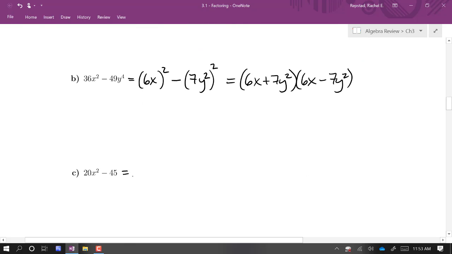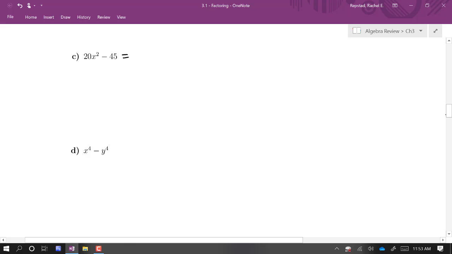In the next example, 20x squared minus 45, I'm looking at this. It might not seem like a difference of squares, and this isn't actually a difference of squares as it's written, because 45 is not a perfect square, neither is 20, so 20x squared is not a perfect square. However, when we do factoring, the first thing I look for is a common factor. So we'll note first that there's a common factor of 5 that we can take out.